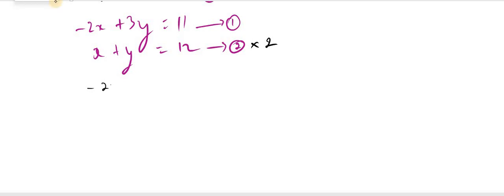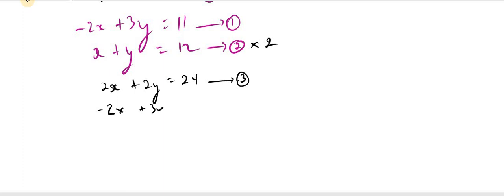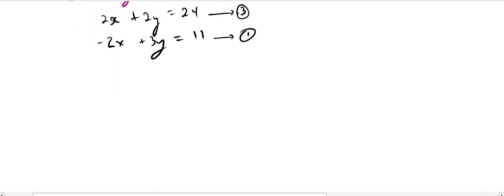2 times x is going to be positive 2x, right? It's positive 2x. 2 times y is 2y, and 2 times 12 is 24. That's equation 3. What's the next step after that? Write back equation 1, right? So we'll leave that unchanged. Okay, so now what do we do after that?